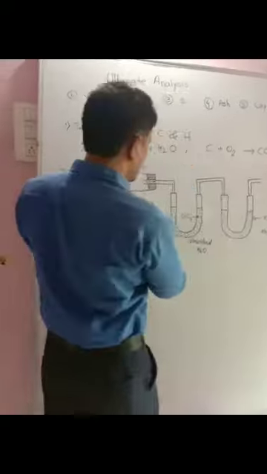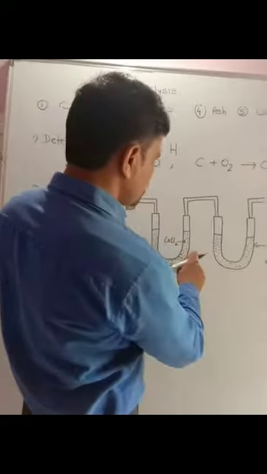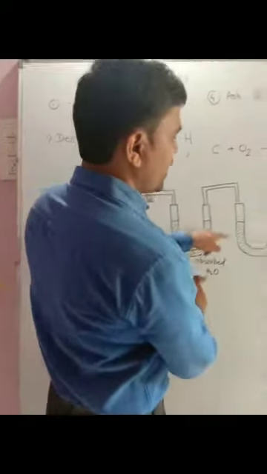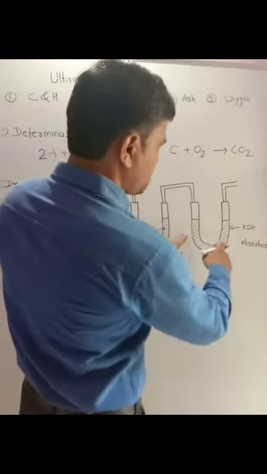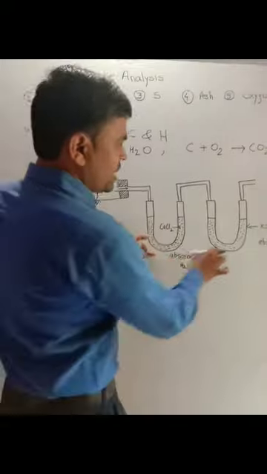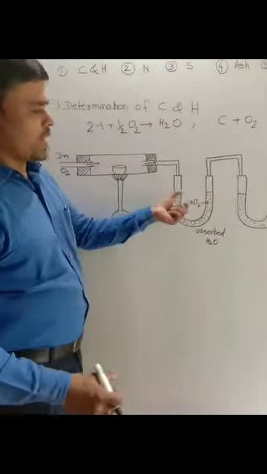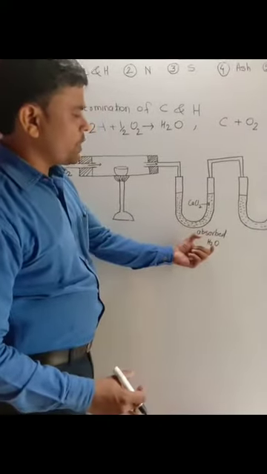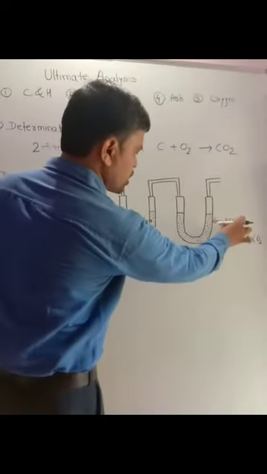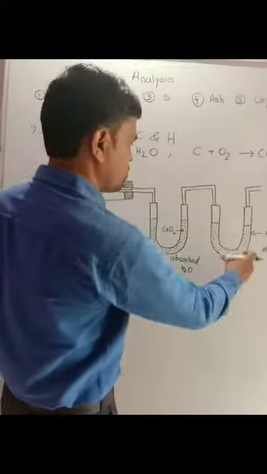Now this combustion tube is attached to two U-shaped tubes, in which calcium chloride is placed in one tube, whereas potassium hydroxide is placed in the other tube. That is, calcium chloride is previously weighed, and potassium hydroxide is also previously weighed. This calcium chloride absorbs the water vapor obtained from the combustion tube, whereas the potassium hydroxide absorbs the carbon dioxide obtained from the combustion tube.